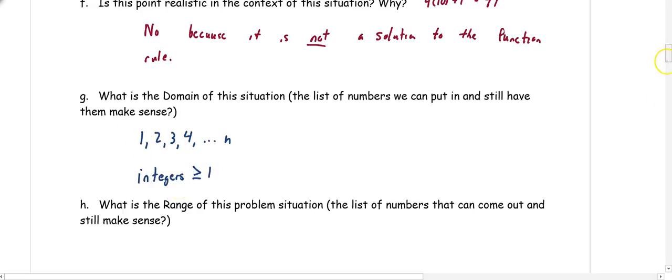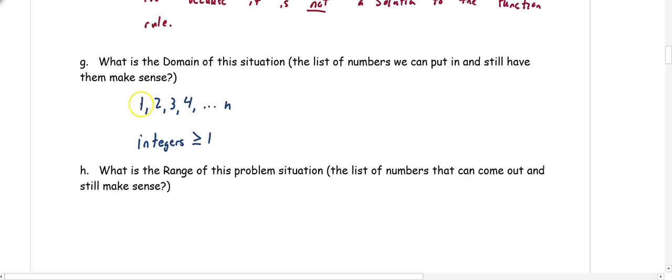The range, so what numbers came out? Well, remember if we painted one face, we had 5, and then we had 9, and then we had 13. And we kept going using our rule 4n plus 1.